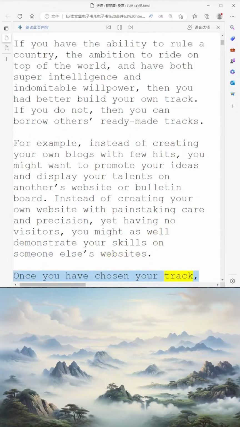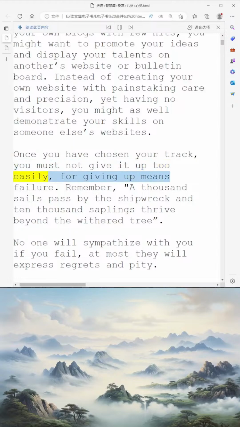Once you have chosen your track, you must not give it up too easily, for giving up means failure. Remember, 1,000 sails pass by the shipwreck and 10,000 saplings thrive beyond the withered tree. No one will sympathize with you if you fail. At most, they will express regrets and pity.